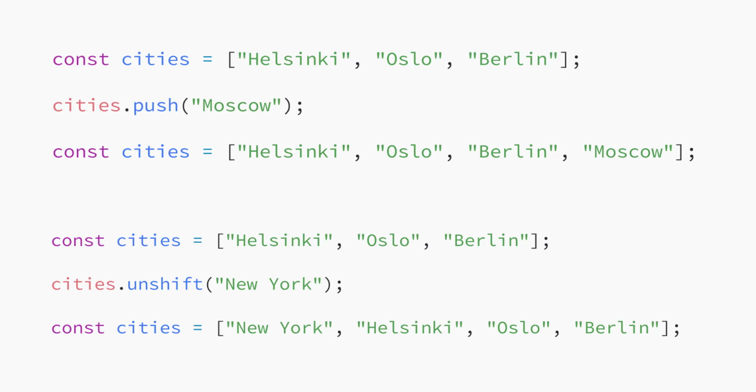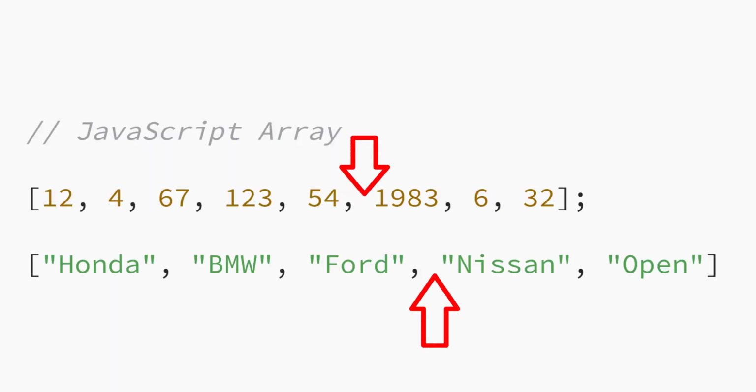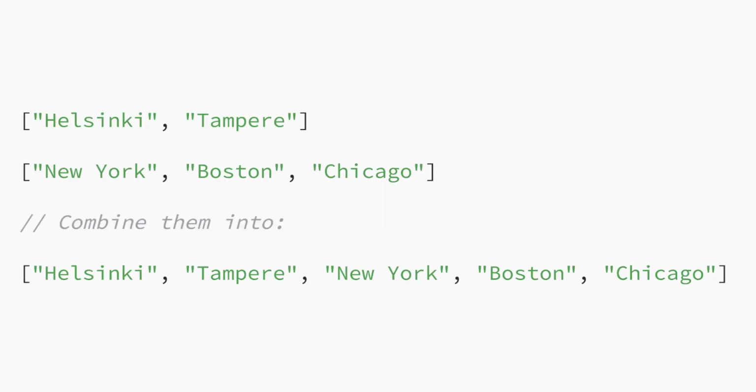You'll learn that with the push and unshift methods, you can add elements to the end and the beginning of an array. But what if you want to add elements somewhere between the beginning and the end, or combine two or more arrays into a single array? For example, say you had city lists from two different countries or arrays, and you needed to combine both to make a single cities list.